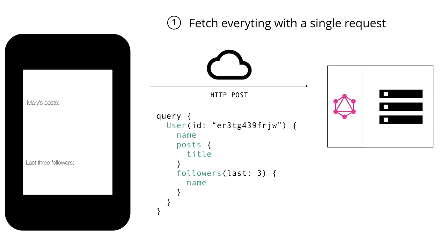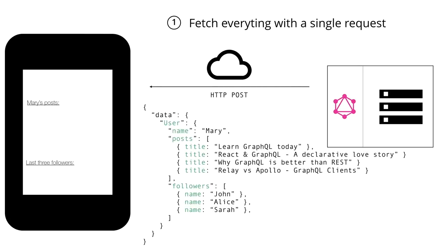When the server receives that query, it will process and resolve it to fetch exactly the data that's specified in the query and read it from the database. It'll then package it up into a JSON object that it just returns to the client. This is what the response will look like.